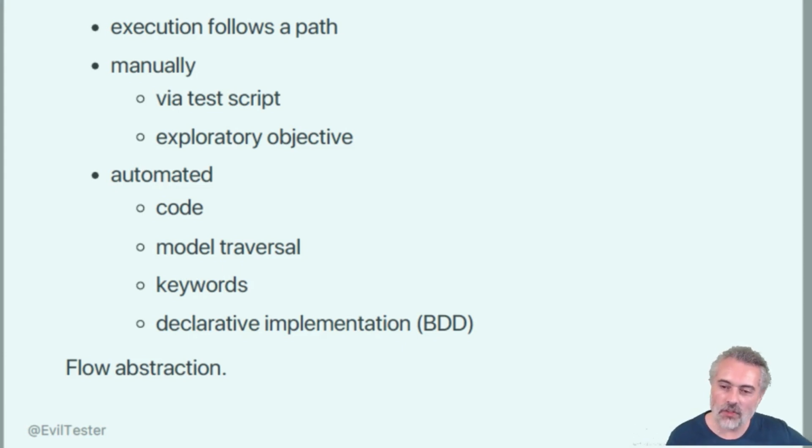You've heard of keyword-driven testing. If we were doing keyword-driven testing, those keywords in sequence represent a path through the system. If we're doing BDD, then what we have is a declarative implementation where our BDD does not tell us exactly what steps we're doing, but someone has to put a step definition implementation behind that declarative implementation. So there's always a sequence represented in there, which is an abstraction of the flow through the system.